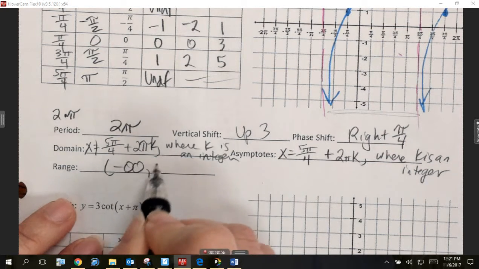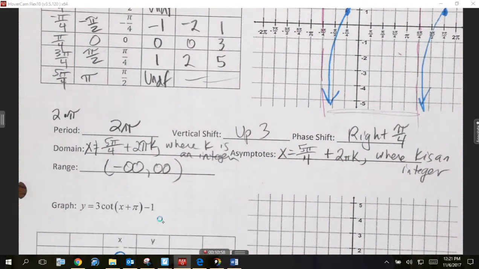Range is negative infinity, positive infinity. I do not want you to have to memorize all these things. I want you to be able to look at the graph and figure out the range. One less thing to memorize, you can just look at the graph and see it goes from down to up.